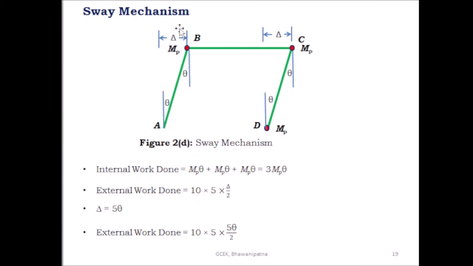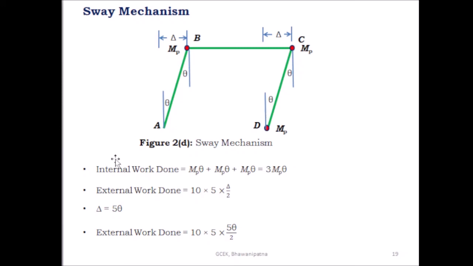Then coming to the sway mechanism. In the sway mechanism, there is no plastic hinge due to the hinge support. So the plastic hinges will be found only at B, C and D. And this is the virtual displacement delta, and the plastic moment at B is equal to MP, the plastic moment at C is MP, and the plastic moment at D is equal to MP. And the rotations take place at A, B, C and D.